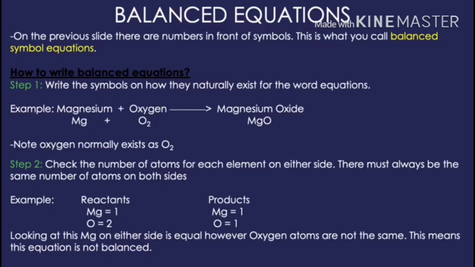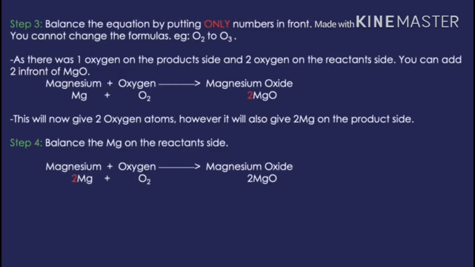However, looking at the number of atoms of oxygen, on the reactant side it is 2, and on the product side it is 1. This is where we have to balance the equation so that the number of atoms on either side are equal. This follows on to step 3, where you balance the equation by putting numbers only in front of the element or compound, and you can't change the formulas.